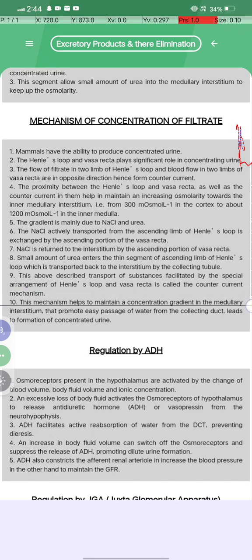Number 10: this mechanism helps to maintain the concentration gradient in the medullary interstitium and promotes easy passage of water from the collecting duct, which leads to the formation of concentrated urine.